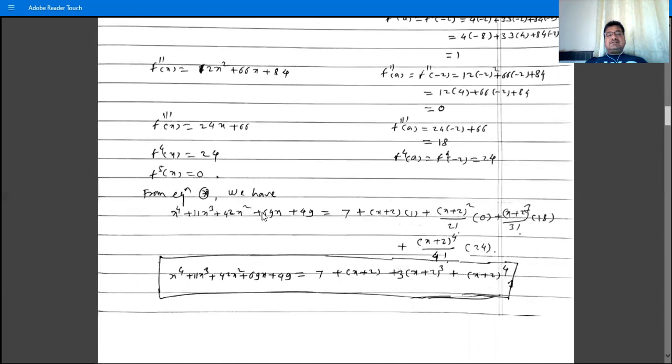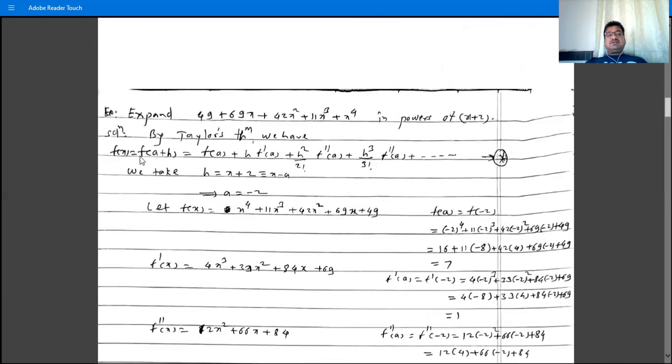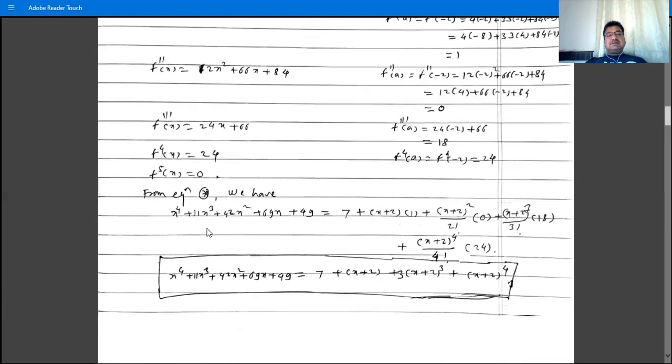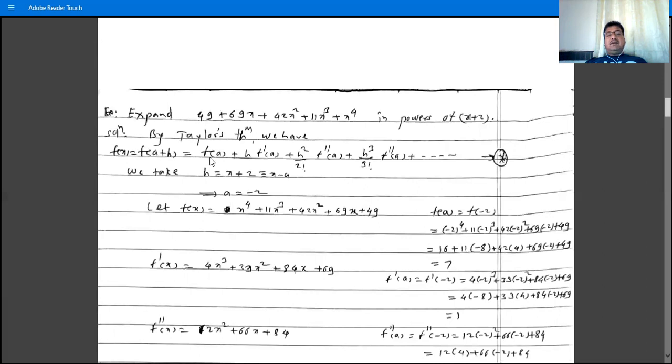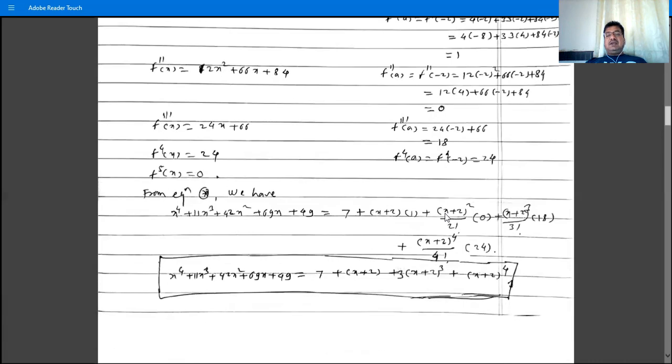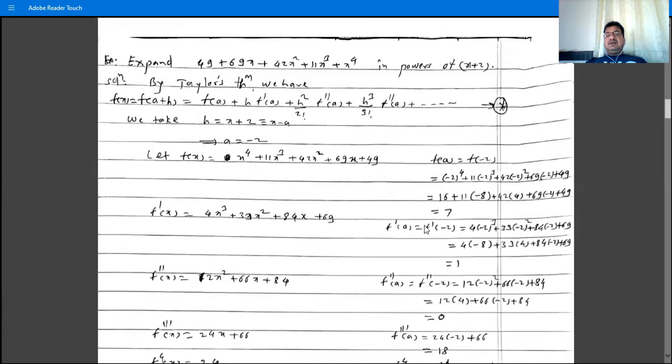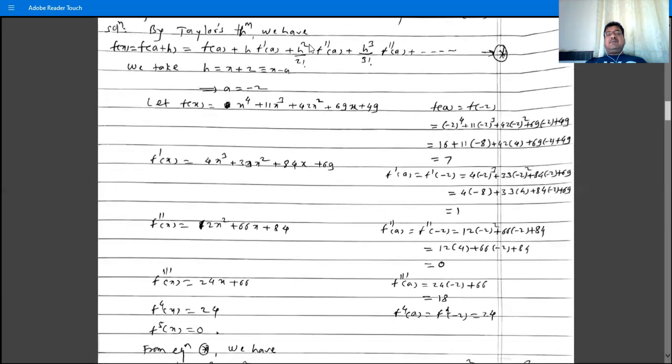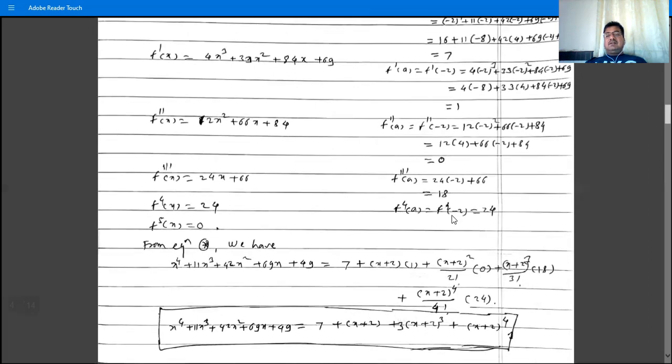So write the Taylor's theorem. This is the Taylor's theorem. f x means f of a plus h. So f x is the given function, x raised to 4 plus 11x cubed plus 69x plus 49, is equal to f of a. f of a is 7, plus h, where h is x plus 2. Then h times f dash a, f dash a is 1, plus h square by 2 factorial, that is x plus 2 bracket square by 2 factorial, f double dash a is 0, plus h cube, that is x plus 2 bracket cube by 3 factorial, f triple dash a is 18.